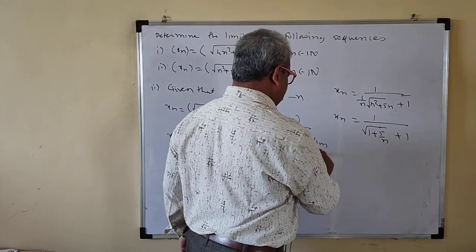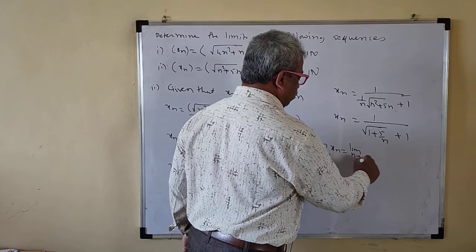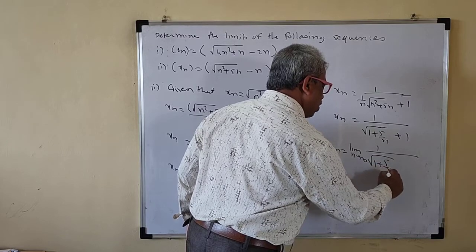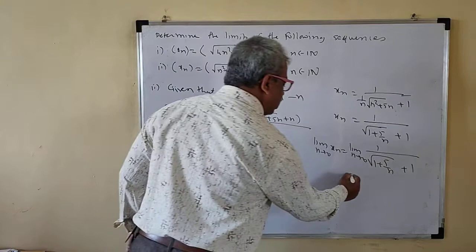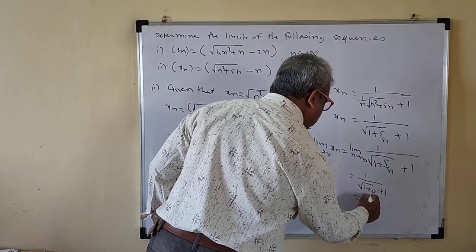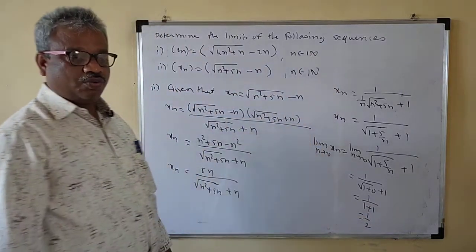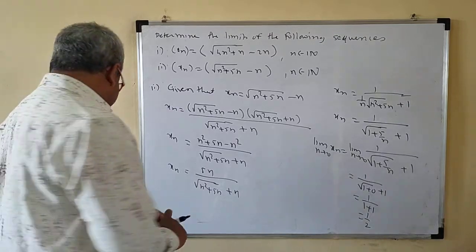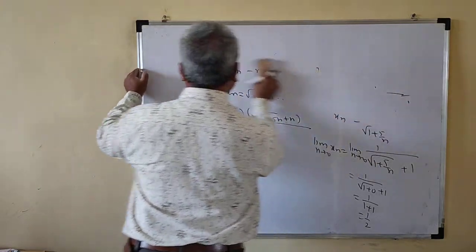I take the limit now. Limit n tends to infinity, xn is equal to limit n tends to infinity of 5 upon root of 1 plus 5 upon n plus 1. Okay. So now this will be 5 upon root of 1 plus 0 plus 1. So this is 5 upon 1 plus 1. So this is 5 upon 2. Okay. So now we take the next problem.